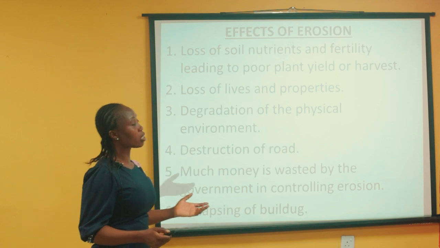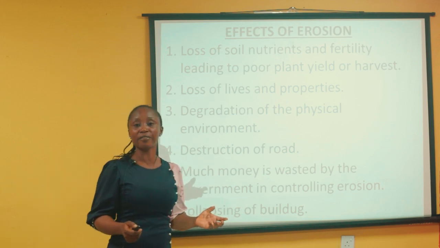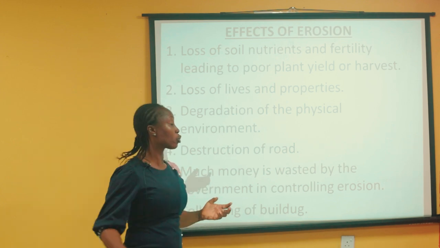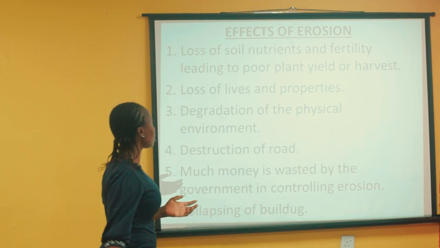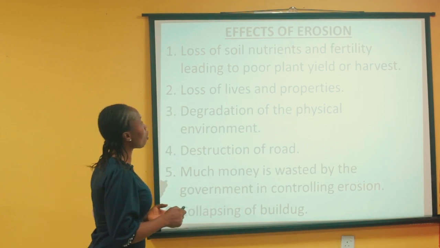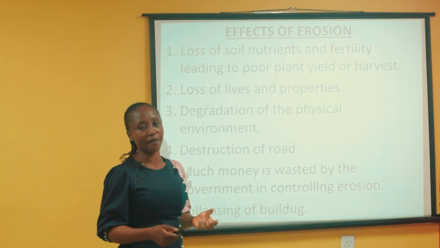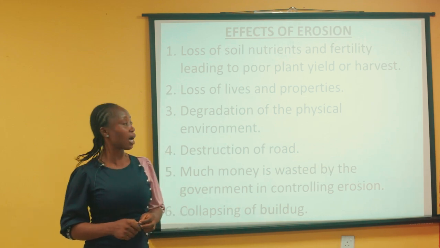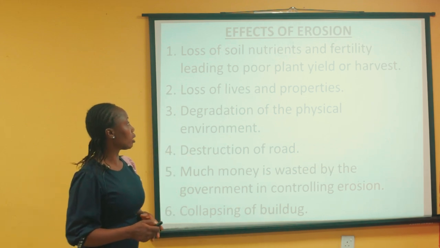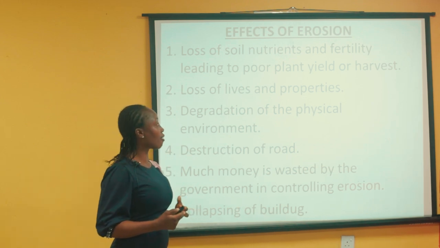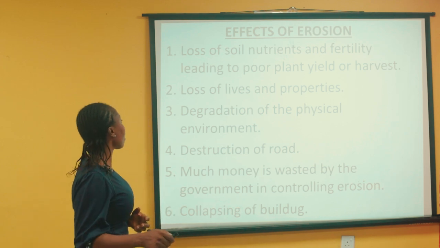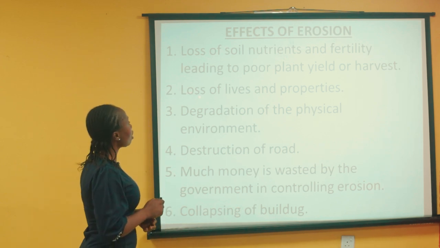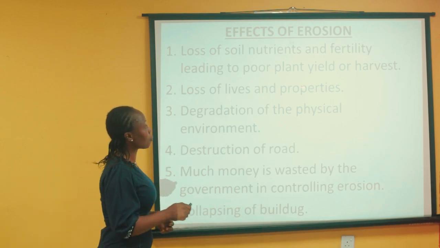The nutrients of the soil in that farmland will definitely be lost whenever erosion washes the surface of the soil, and it will lead to poor plant yield and harvesting. Whatever you plant in that land will not do well, and you won't get enough harvest from such a farmland. Number two, we have loss of lives and property.